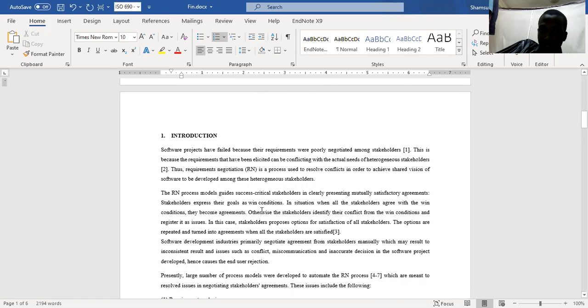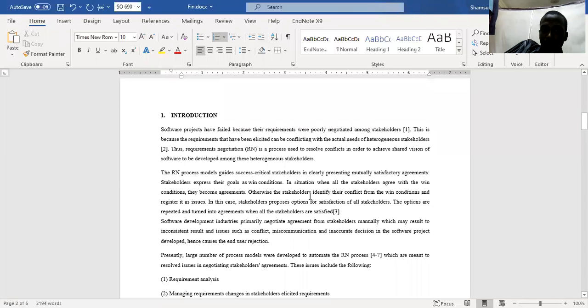In software industries, many software projects fail because their requirements were poorly negotiated. So requirement negotiation is the process that is used to resolve such conflict in order to avoid failure of the software project. And the RN process model, requirement negotiation process model, has been used for such negotiation.